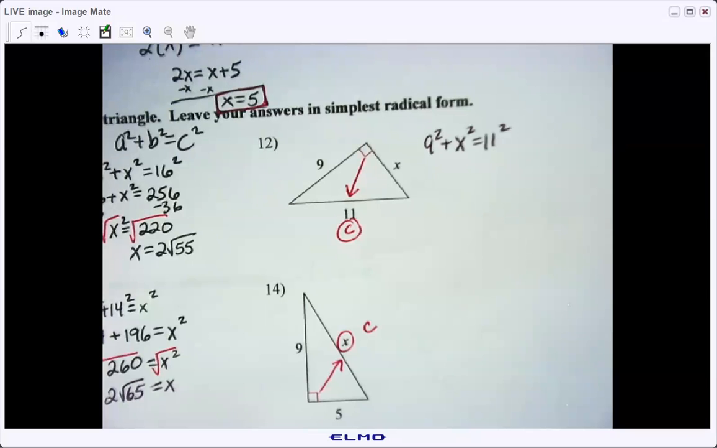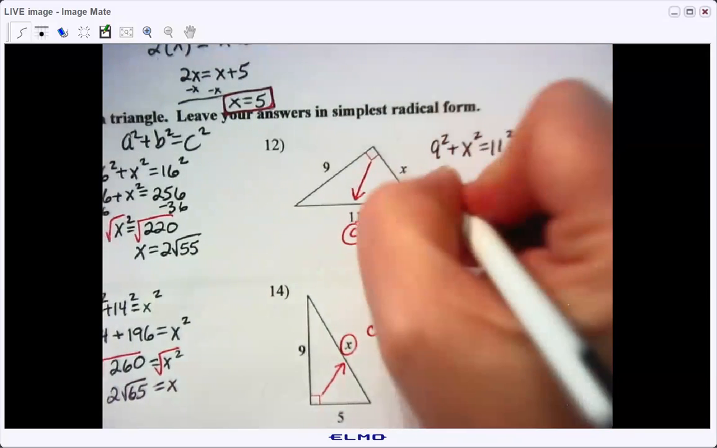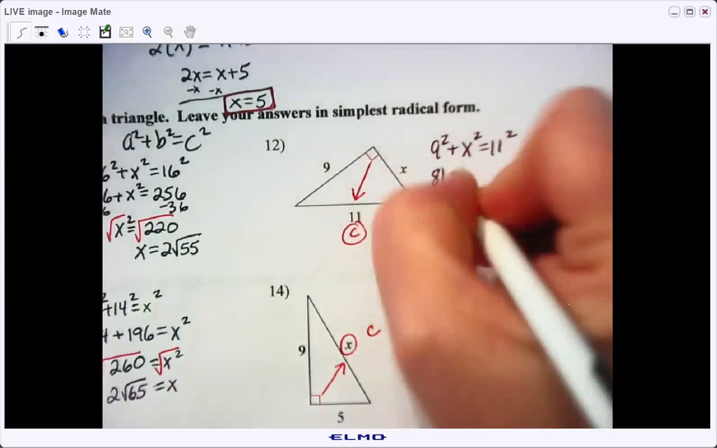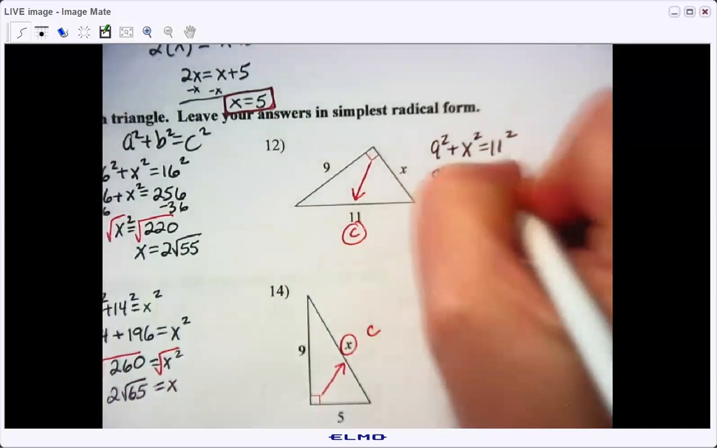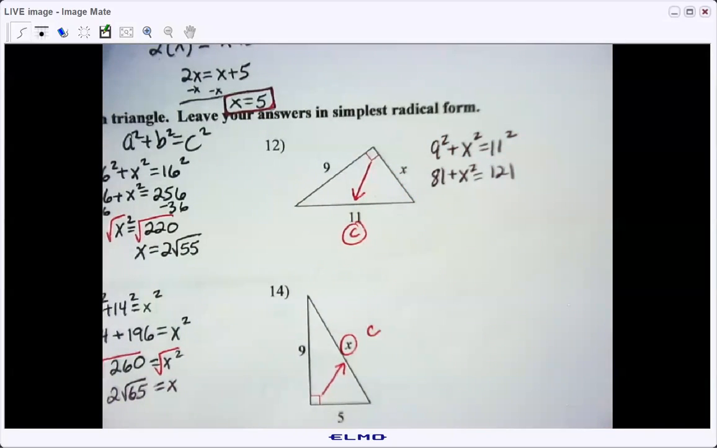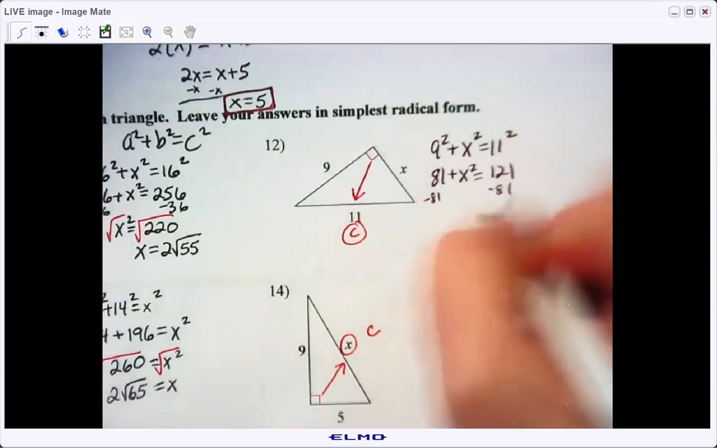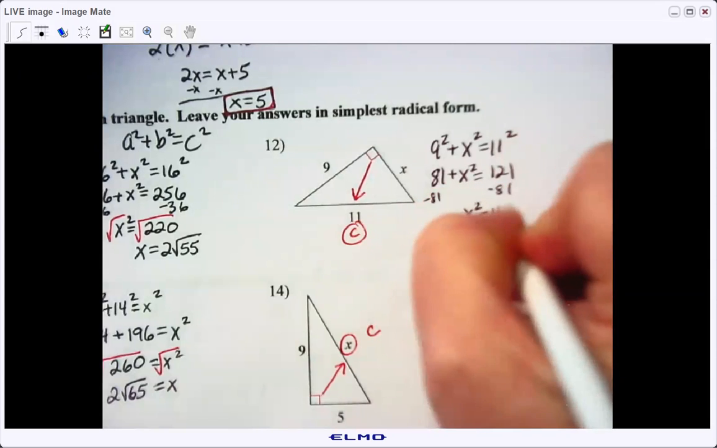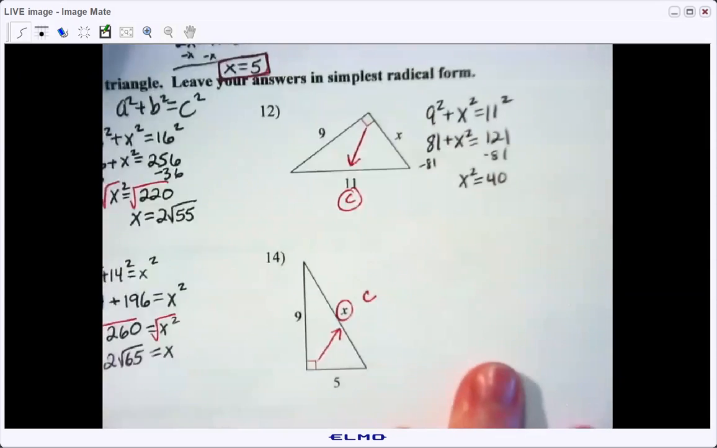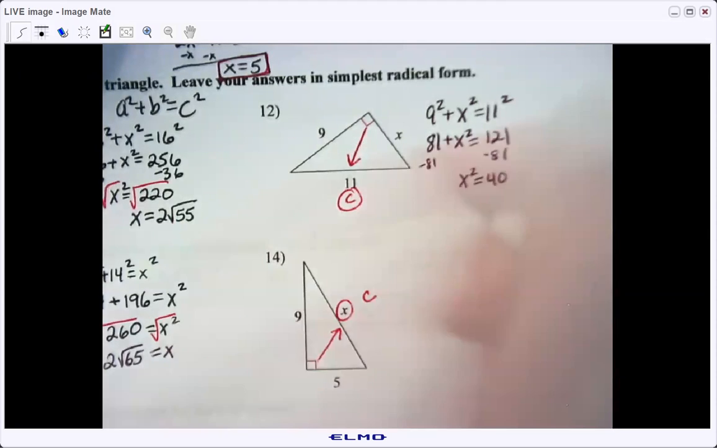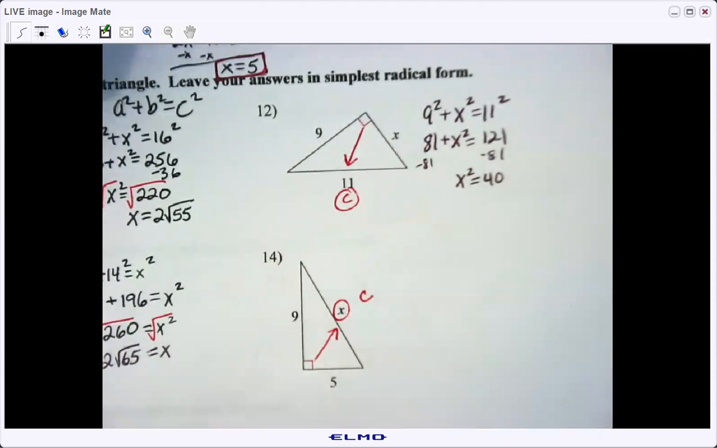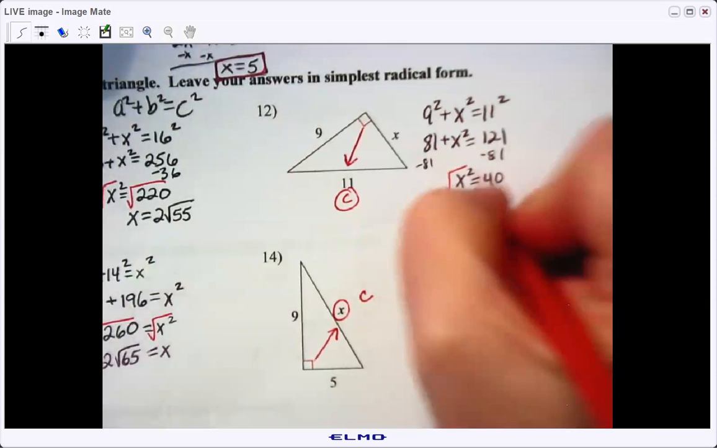Okay, so let's go ahead and do it together. So 81, 9 squared is 81, plus X squared is equal to 121. Okay, subtracting 81 on both sides. So X squared is equal to 40. And if you got that far, you're doing great. Okay, so over here, we're gonna do our square roots.